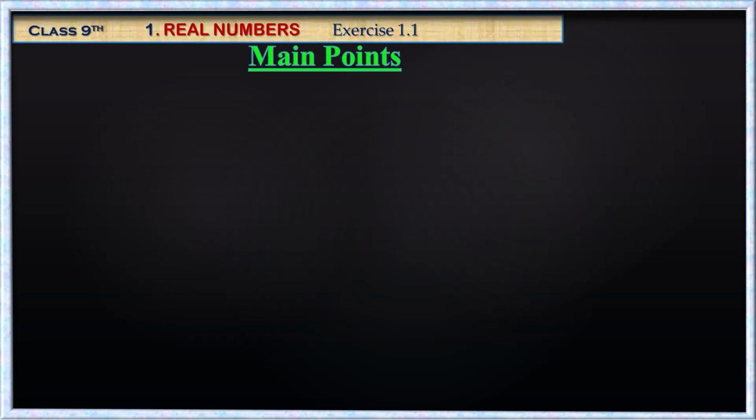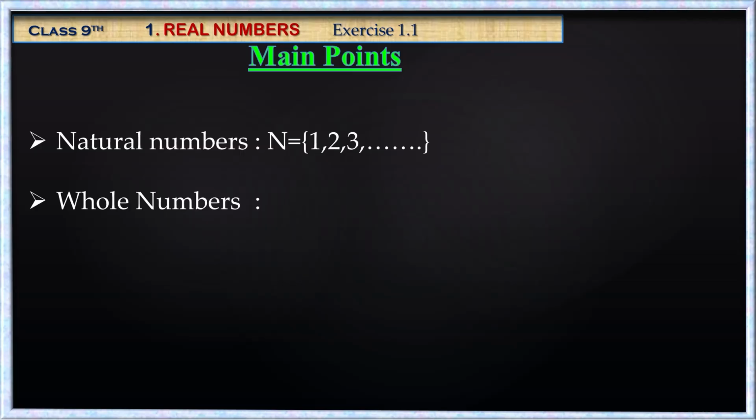Main points: The natural numbers set is denoted by capital N. It contains the counting numbers 1, 2 and 3 up to infinity. The whole number set is denoted by capital W, and it contains the numbers 0, 1, 2, 3 and so on.